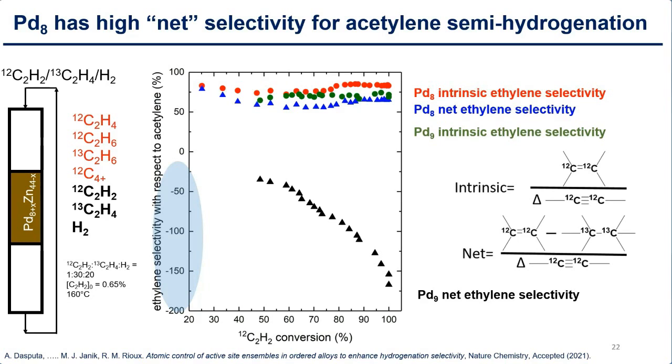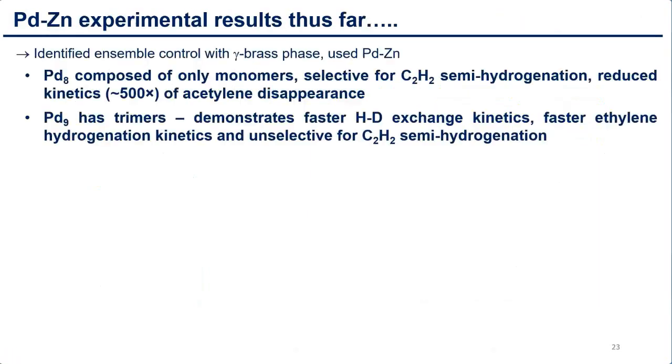So this is great experimental evidence or proof that the DFT was right in the prediction that palladium-8 should be selective for acetylene semihydrogenation, and palladium-9 should be far less selective for acetylene semihydrogenation.